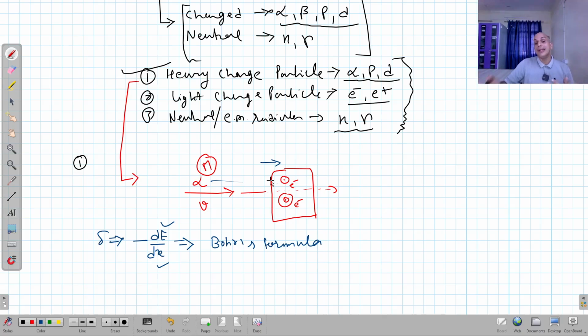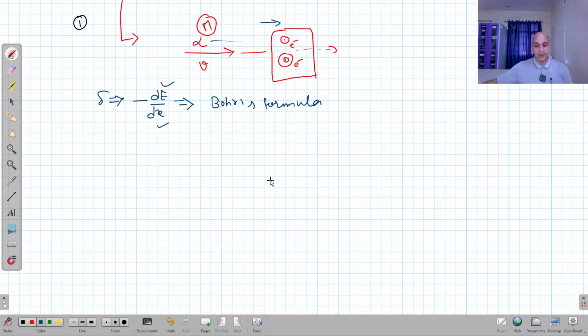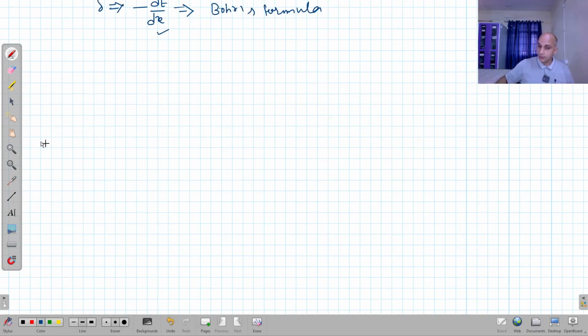Ultimately, the alpha particle can get stopped inside the medium, and after that it will take up 2 electrons and convert into a helium atom. So I am writing down the Bohr formula, which was derived by Bohr. Bohr formula is equal to minus dE upon dx. We also call it the stopping power.